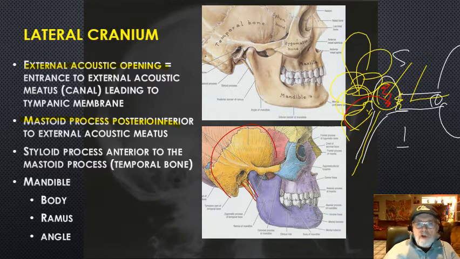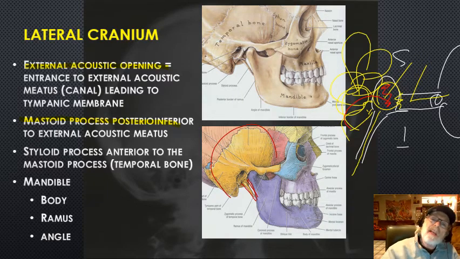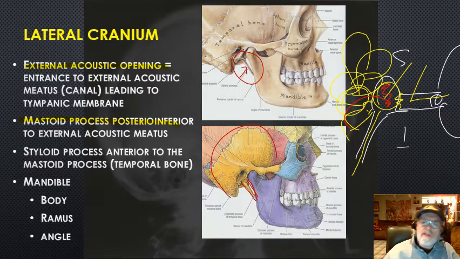Okay, and that's also for muscular attachment. It's down there, almost like a spike. You see the little spike right there? That's the styloid process. Basically it sticks down, and it's for attachment of soft tissue and muscle. So that's called the styloid process.